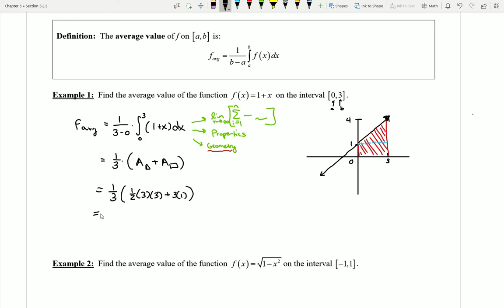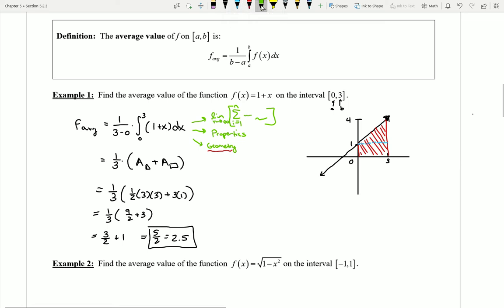So I just need to actually compute this all the way out. I'm going to have 1/3. Let's see, this is going to be 9/2 plus 3. If I distribute right away, I can see that I'm going to get 3/2 plus 1, or I could rewrite this as 5/2 or 2.5. So what we're saying here is that my average y value is 2.5.